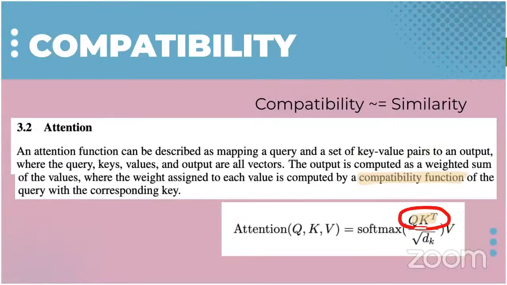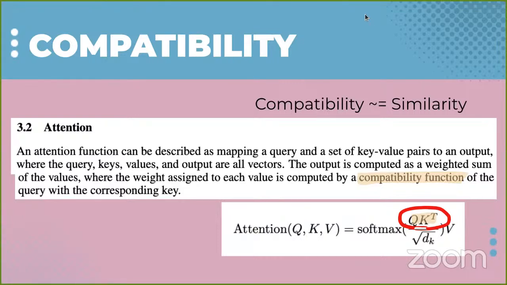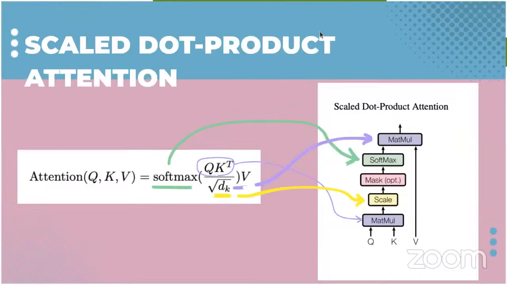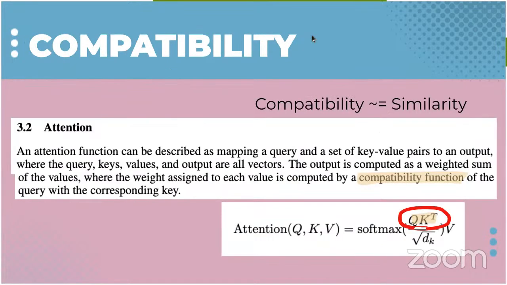So what does this actually mean? What it means is that in calculating the attention, we are looking at what is similar to this particular word in this sentence. An attention function can be described as mapping a query and a set of key-value pairs to an output, where query, keys, values, and outputs are all vectors. The output is computed as a weighted sum of values, where the weight assigned to each value is computed by a compatibility function, which is the dot product or whatever, of the query with the corresponding key.